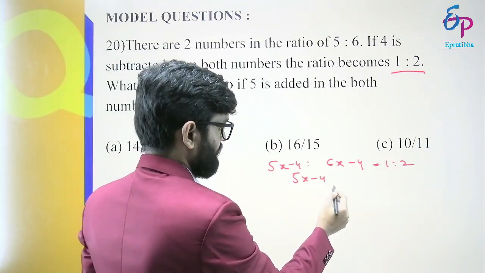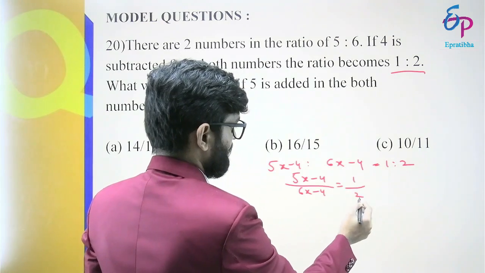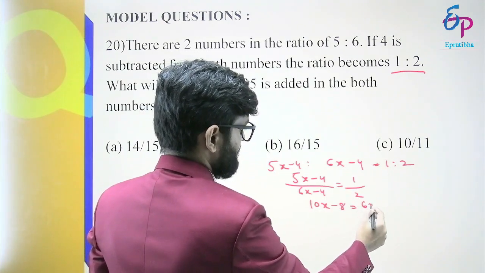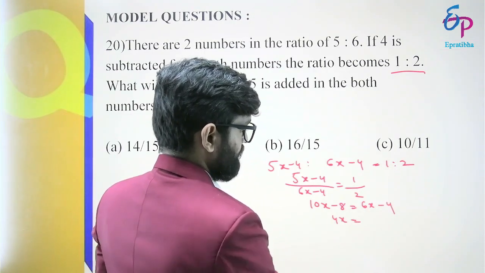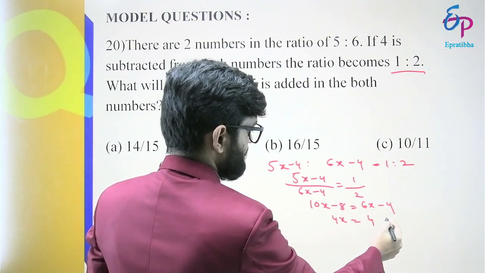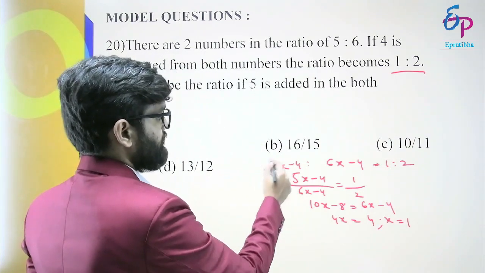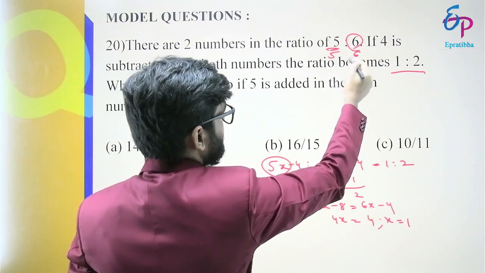5x minus 4 by 6x minus 4 is equal to 1/2. This is 10x minus 8 is equal to 6x minus 4. So 4x is equal to 8 minus 4, it is 4. x is equal to how much am I getting? x is equal to 1. So 5x will be how much? 5x will be 5 only, 6x will be 6 only.